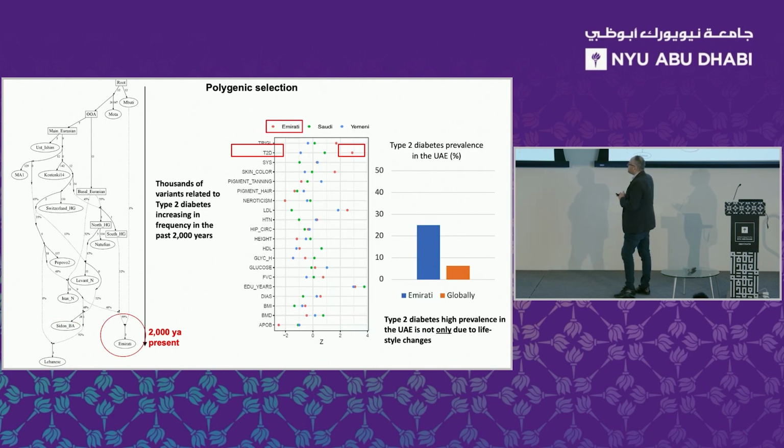In the Emirati population, we see that hundreds of variants related to type 2 diabetes were actually increasing in frequency in the population over 2,000 years. And you probably know that the Emirati population has one of the highest prevalences of type 2 diabetes in the world. And it was always thought that this is caused by a change in lifestyle and diet. However, what we showed is that there's actually some genetic background that probably was beneficial at one point, but now it's causing type 2 diabetes in modern populations.